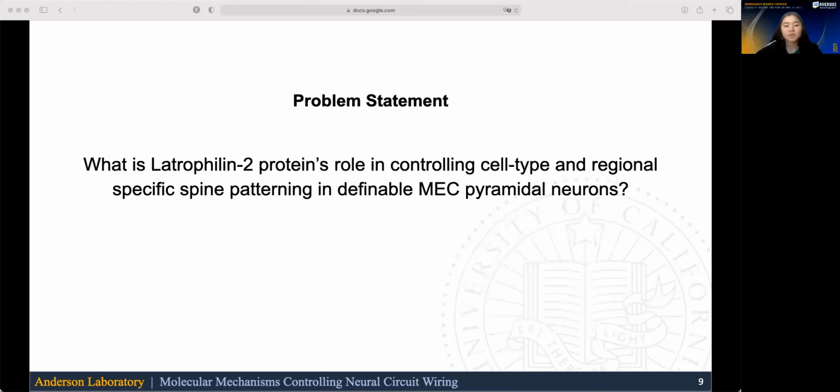Previous research has shown synaptic connections to be highly specific, but details about the molecular mechanism and contributors require more investigation. Here, we will be presenting on the role latrophilin 2 protein plays in controlling cell type and regional specific patterning in definable MEC pyramidal neurons.